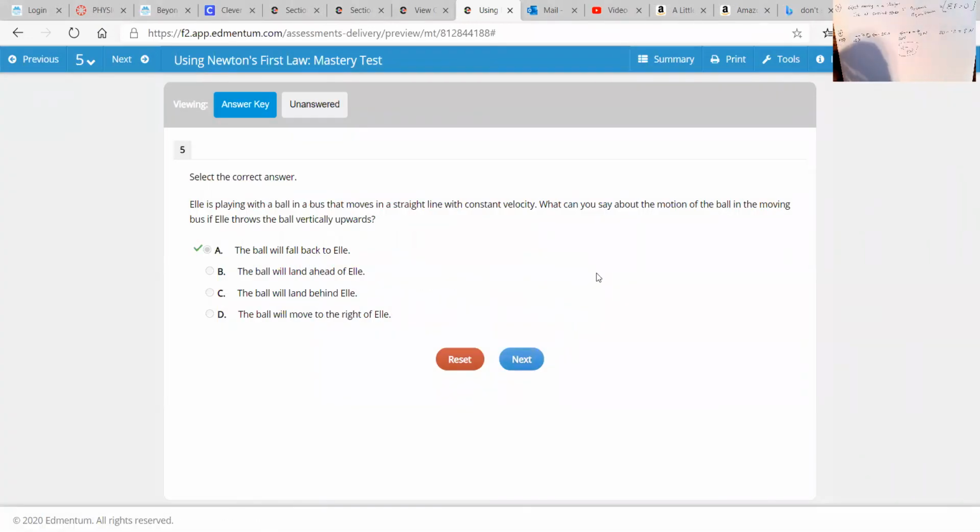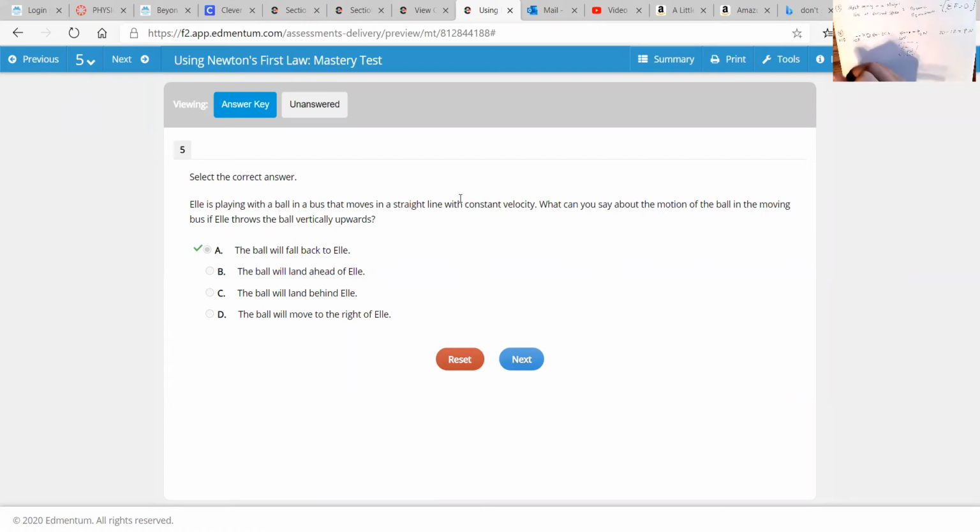L, or Ellie, I think L. L is playing with a ball in a bus that moves in a straight line with constant velocity. There's that phrase again, so think dynamic equilibrium. What can you say about the motion of the ball in the moving bus if L throws the ball vertically upwards? Well, the ball will fall back to L.